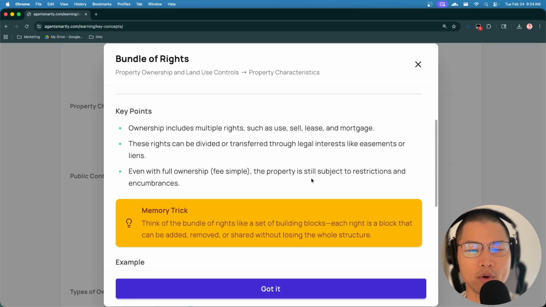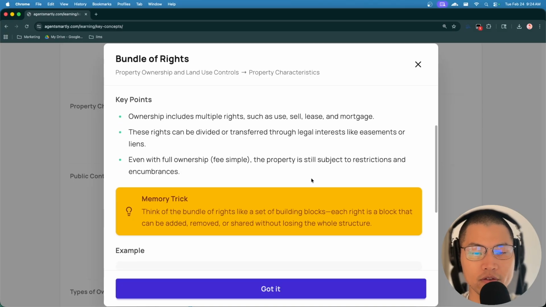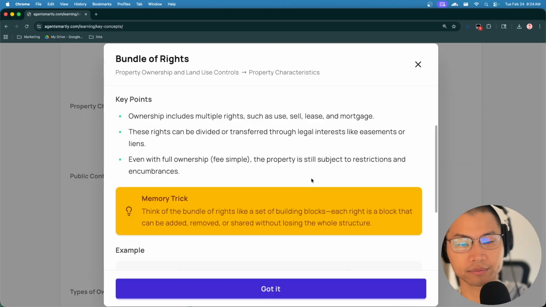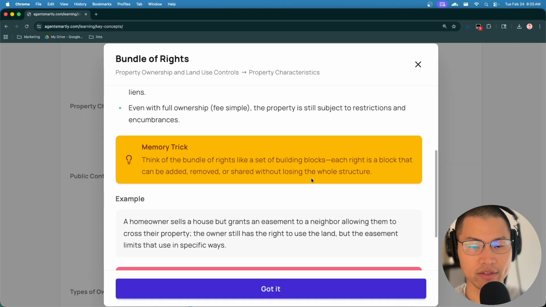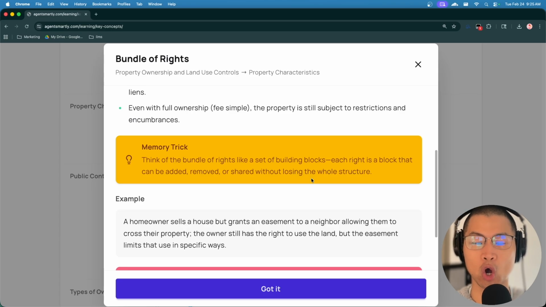Okay, so now let's take a look at the key points for bundle of rights. Ownership includes multiple rights such as use, sell, lease, or mortgage, and those rights are divided or transferred through legal interests like easements and liens. And next, even with full ownership, the fee simple, the property is still subject to restrictions and encumbrances. And for the memory trick, think of the bundle of rights like a set of building blocks. Each right is a block that could be added, removed, or shared without losing the whole structure.